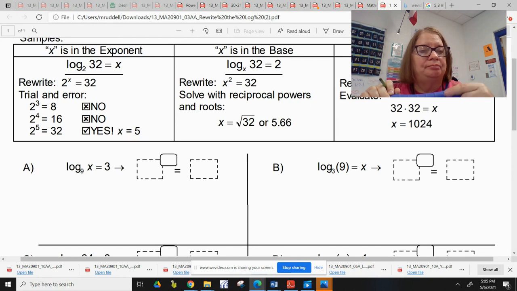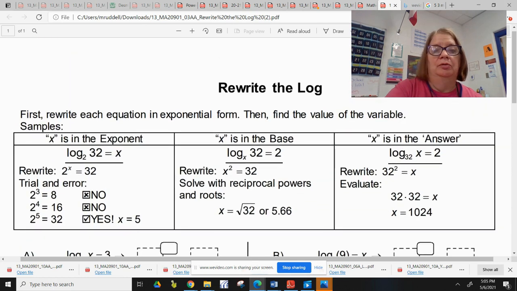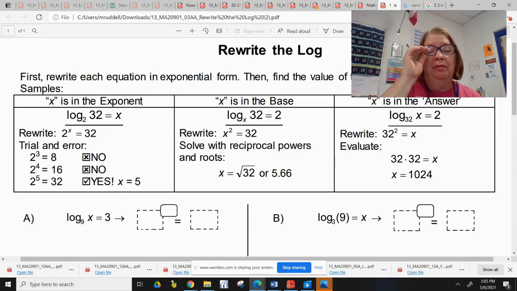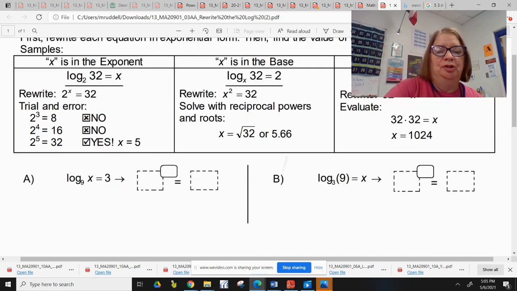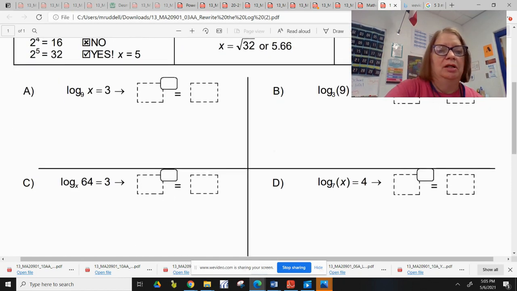If you need a reminder, this tells you if the x is in the exponent, what to do. If the x is in the base, what to do. If the x is the answer, what to do. Notice your directions say to rewrite each equation, then find the value of the variable. I'll also attach your powers chart so that you can use that if you need it.